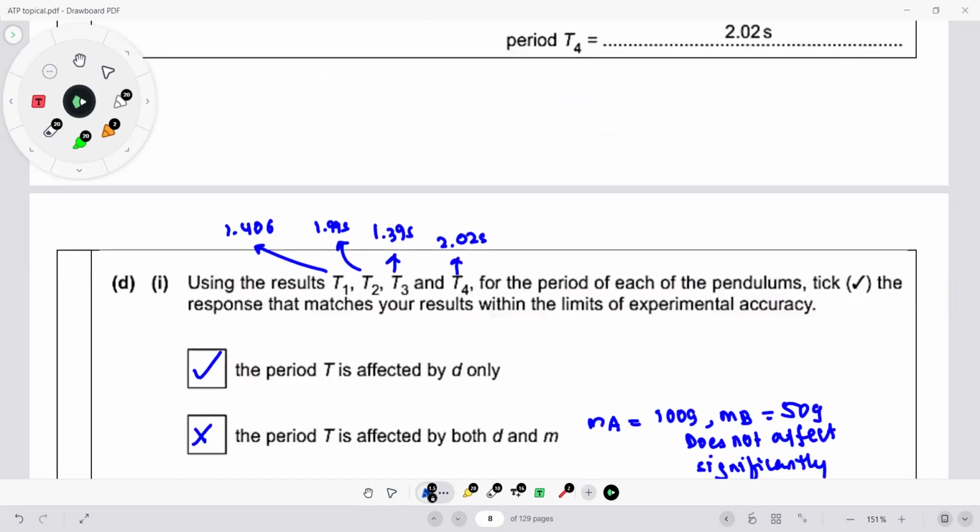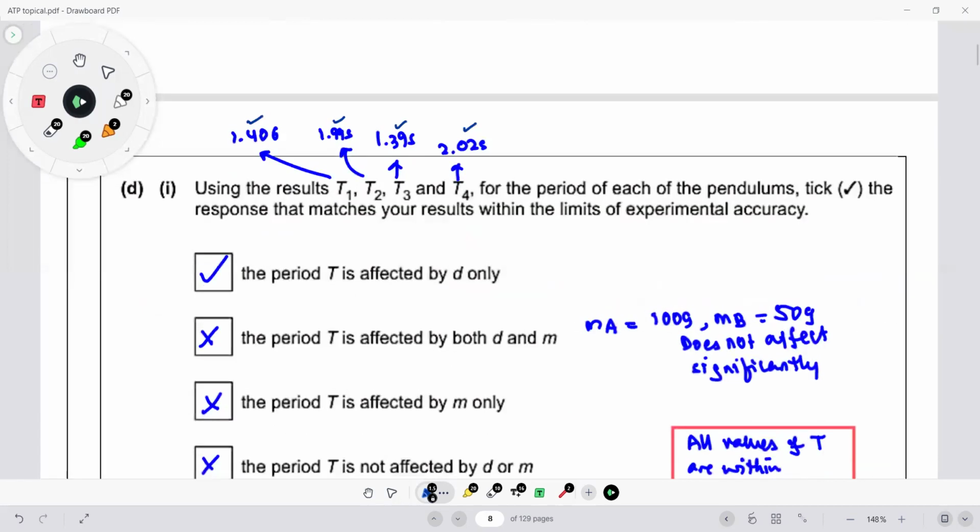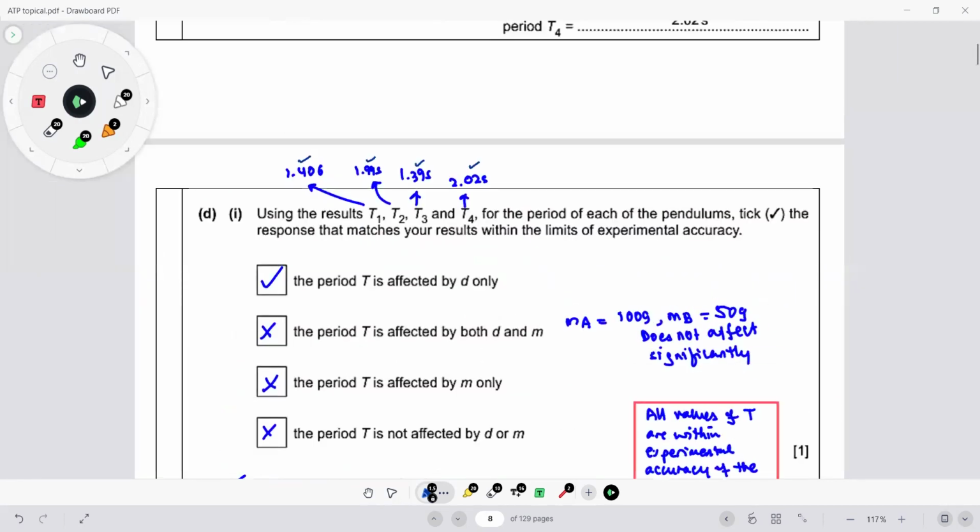Using the results T1, T2, T3 and T4, for your ease, मैंने ऊपर की सारी वैल्यूज हमने निकाली थी, उसको पहले यहाँ लिख दिया. So the first T1 is 1.406, second is 1.99, third is 1.39, fourth is 2.02 seconds. अब जो मैंने आपको कंपैरिजन वाला बोला था वो ये आ गया, last D part 1. It says using the result for the period of each pendulum, take the response that matches your result and stay within the limits of experimental accuracy. थोड़ा बहुत experimental accuracy निकालना.